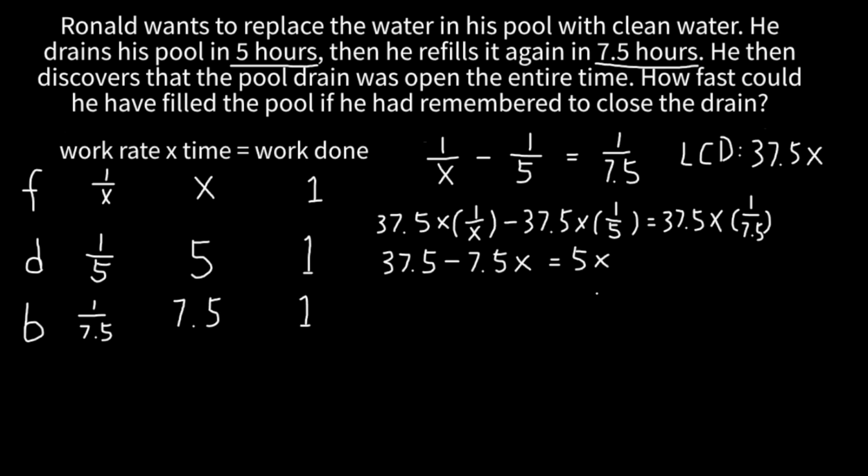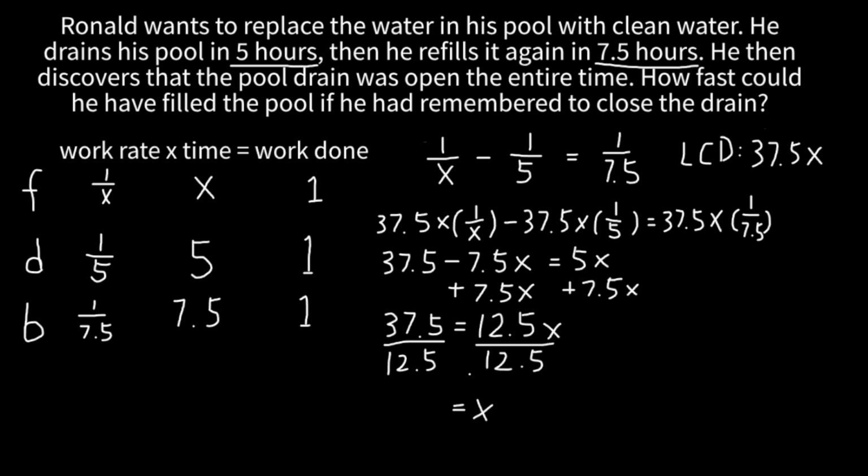Alright, now let's solve for x. We're going to move the 7.5x from the left side to the right side by adding 7.5x to both sides. So then we get 37.5 equals 5x plus 7.5x, which is going to be 12.5x. Now we're going to isolate the x. We're going to divide both sides by 12.5. So then we're going to be left with x equals 37.5 over 12.5, which is going to be 3.